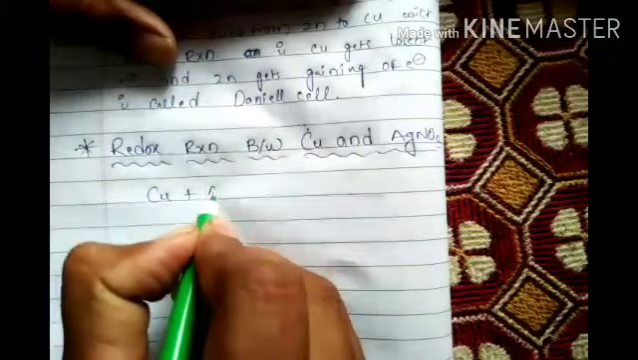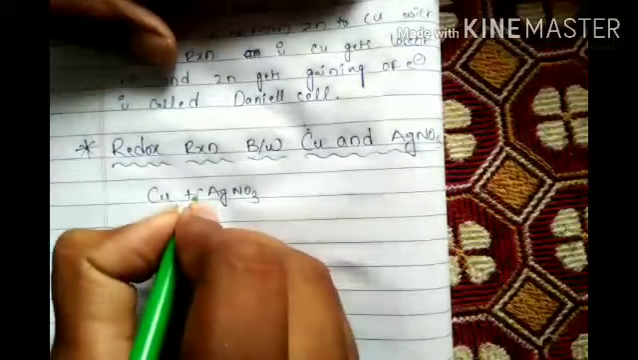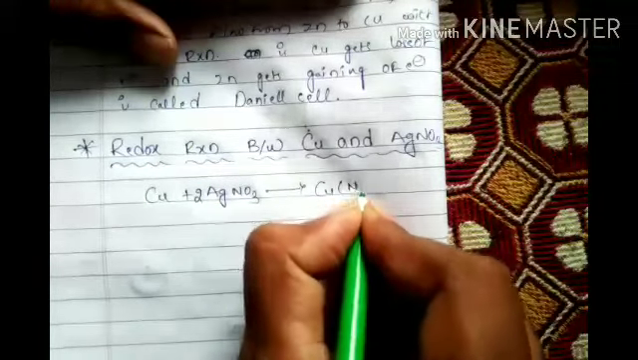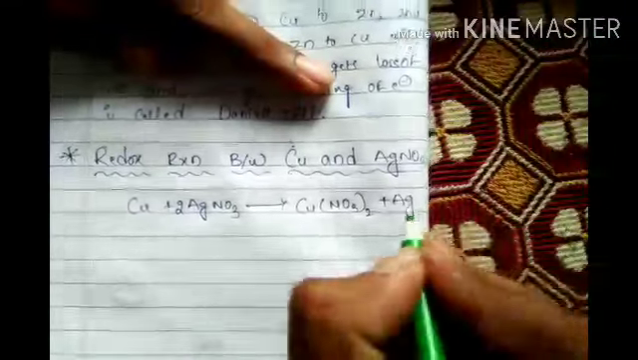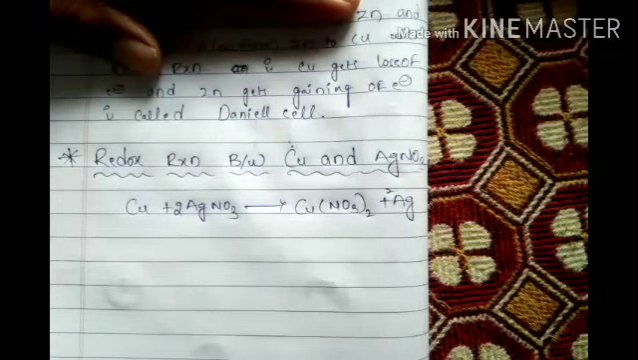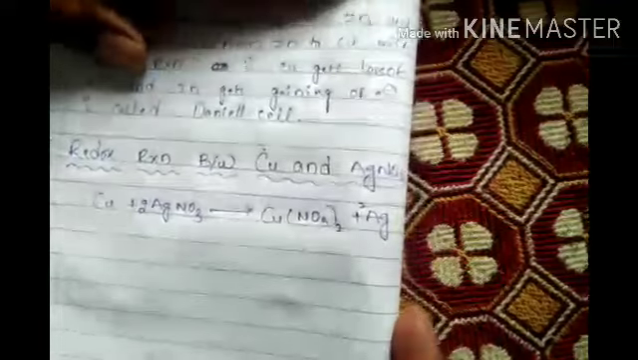Cu plus AgNO3 gives Cu(NO3)2 plus 2Ag. Got it? This is the reaction. Now where to where is what going on? First we will discuss it in the diagram, then afterwards we will discuss it at a different time.